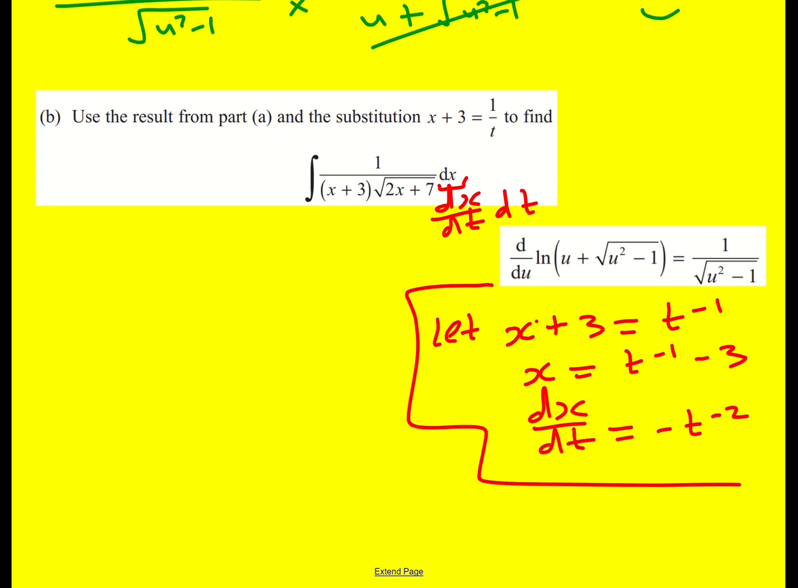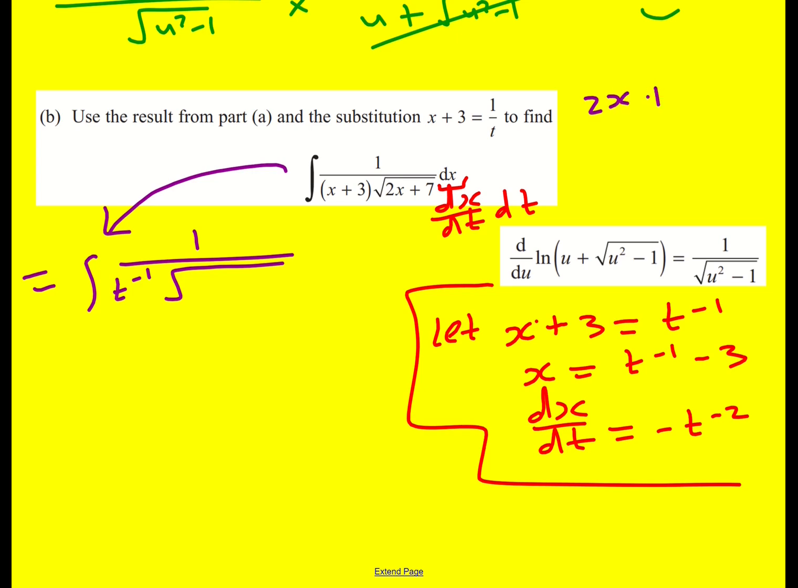So we can bring this together now, and the integral is going to equal 1 over, now I've got x plus 3, which I can just replace by t to the minus 1, and then there's 2x plus 7. There's a couple ways I can go about this. I can either just substitute in for x, or because I got x plus 3 over here, I can sort of figure it out. It's going to be that 2x plus 6 is equal to 2t to the minus 1, and therefore 2x plus 7 is going to be 2t to the minus 1 plus 1, which I can write in here.